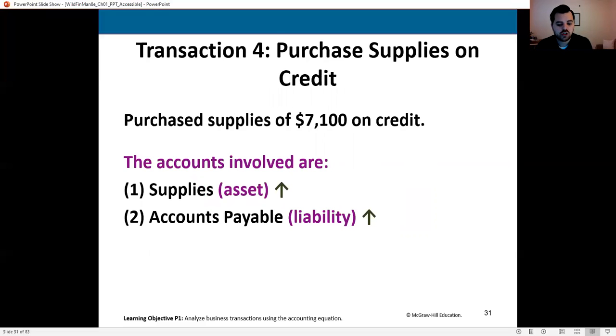Next, we purchase supplies on credit. So what this means is we went into a store, we bought supplies. We did not pay for it today, we will pay for it later. This is what it means to buy on credit. So we receive supplies. Supplies are an asset that are increasing. Accounts payable is how we record a credit purchase. So I owe you money. I recognize that. Because I have to pay you in the future, this is a payable.